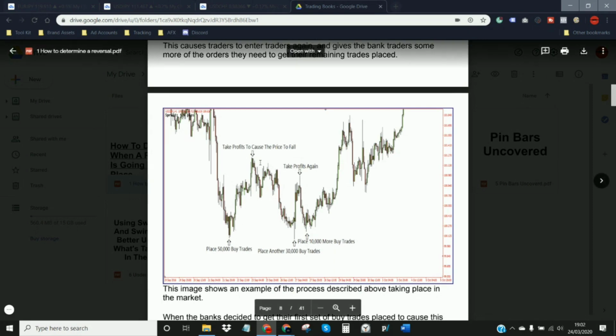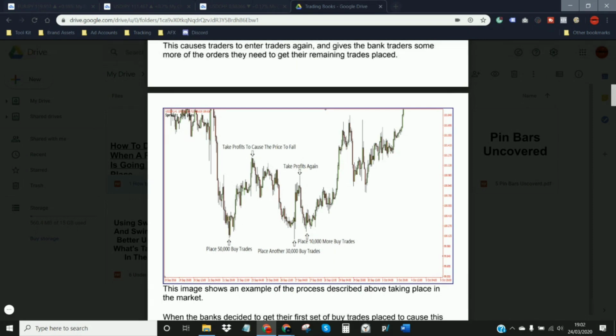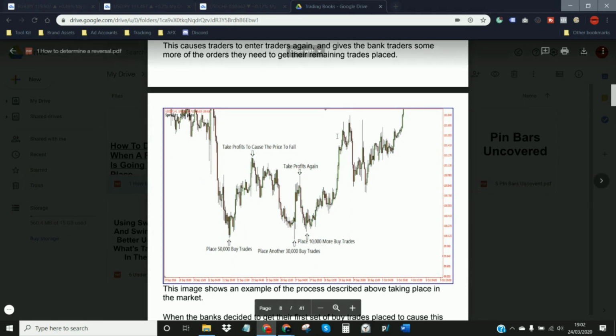So then this reversal is just the banks and institutions taking profits off their trades. But what are retail traders doing? They're placing more sell trades, which is then giving the banks and institutions liquidity to then place more of their buy trades. They take profits off again. It's given the banks liquidity, with traders coming into the downside. They place 10,000 more buy trades, and boom, the market moves off to the upside.